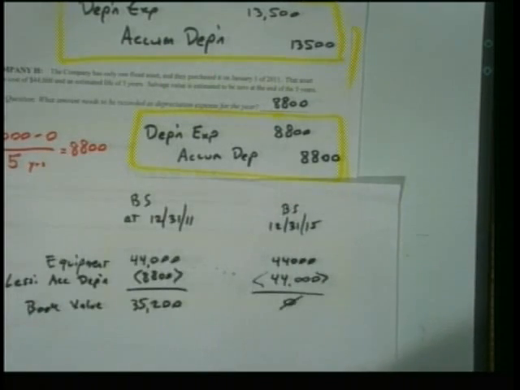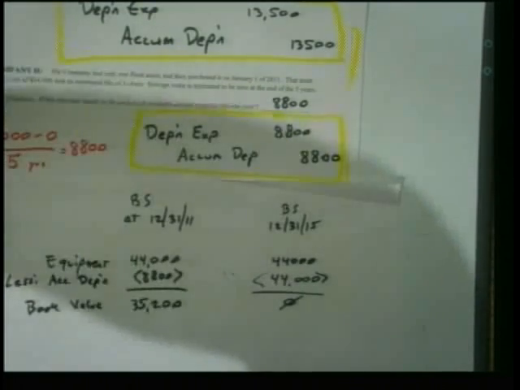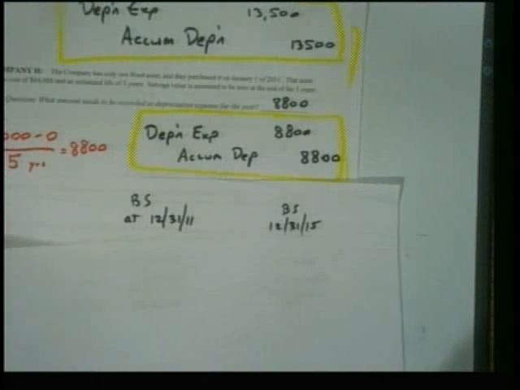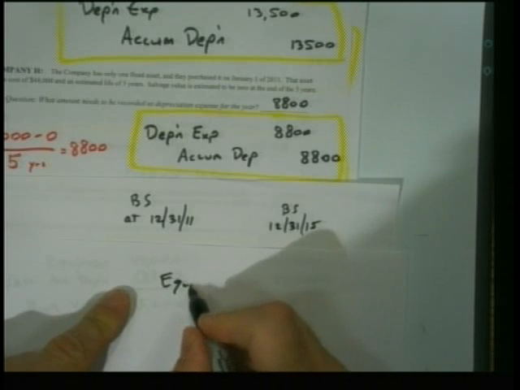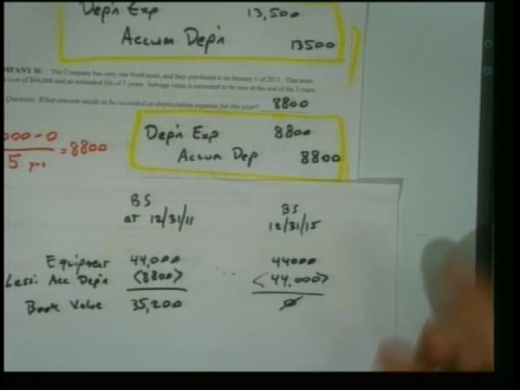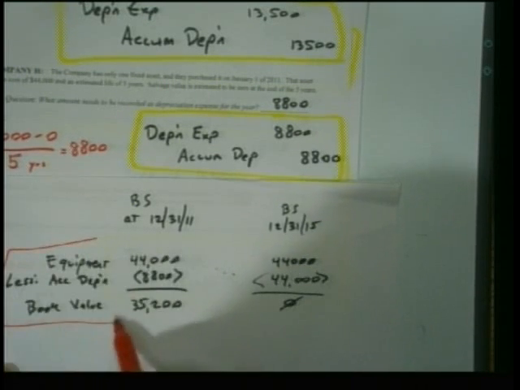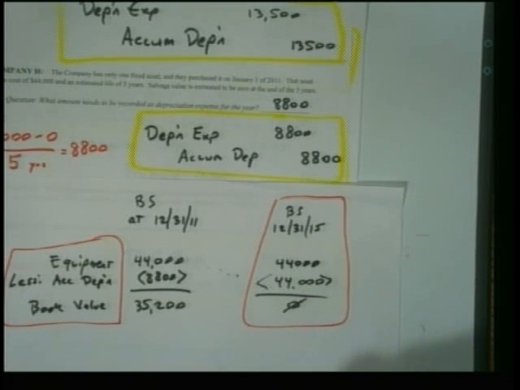Now here's why we use a contra asset. If we decreased the asset itself and did not use a contra account, then on the balance sheet at 12/31/15, it would just say this: equipment, 0. Don't you think that this, knowing that this is what's going to show up, is a lot more informative for the reader? You see what I'm saying?